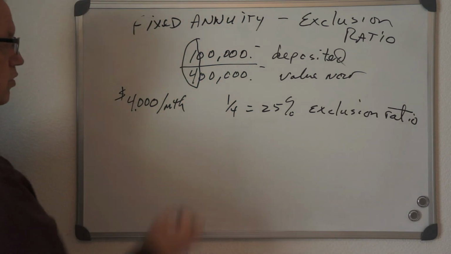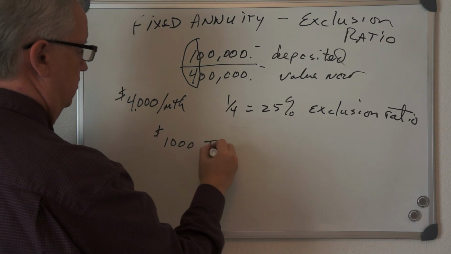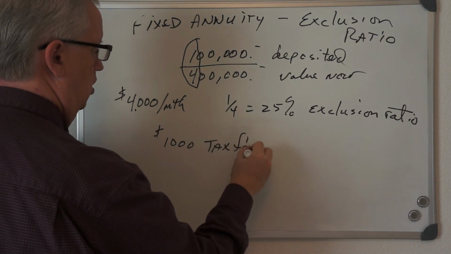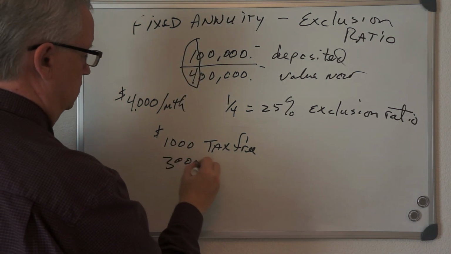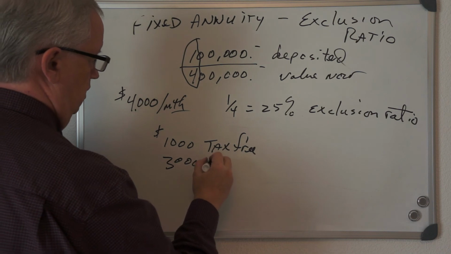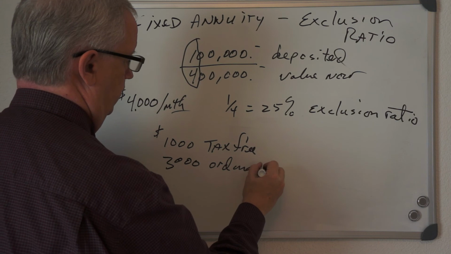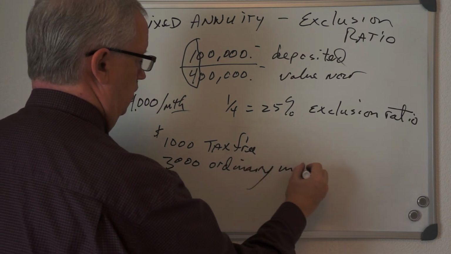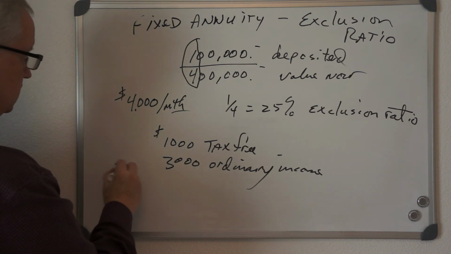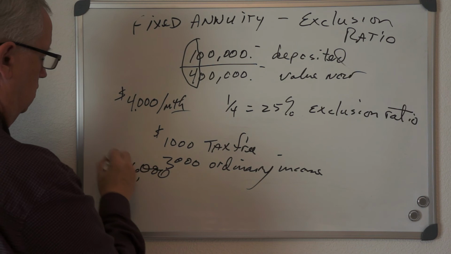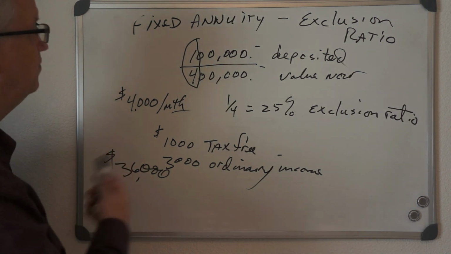So 1/4 of this is $1,000 tax-free. It's return of the premium that you paid. The other $3,000 a month is ordinary income. So every year he's going to have to declare $36,000 as taxable. That's for a fixed annuity.